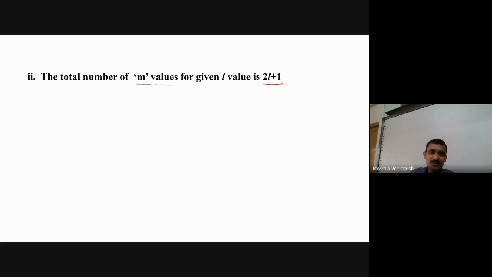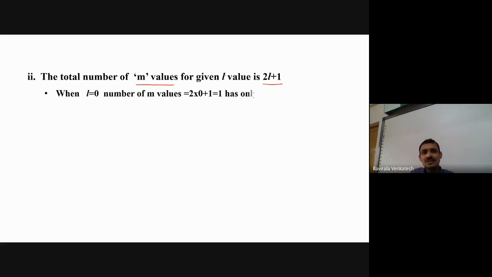Actually, there is no need for these formulas; you will get it easily. It is very simple. The magnetic quantum number M depends upon the L value. If you don't know the L value, you can't write the magnetic quantum number. So they are interdependent.